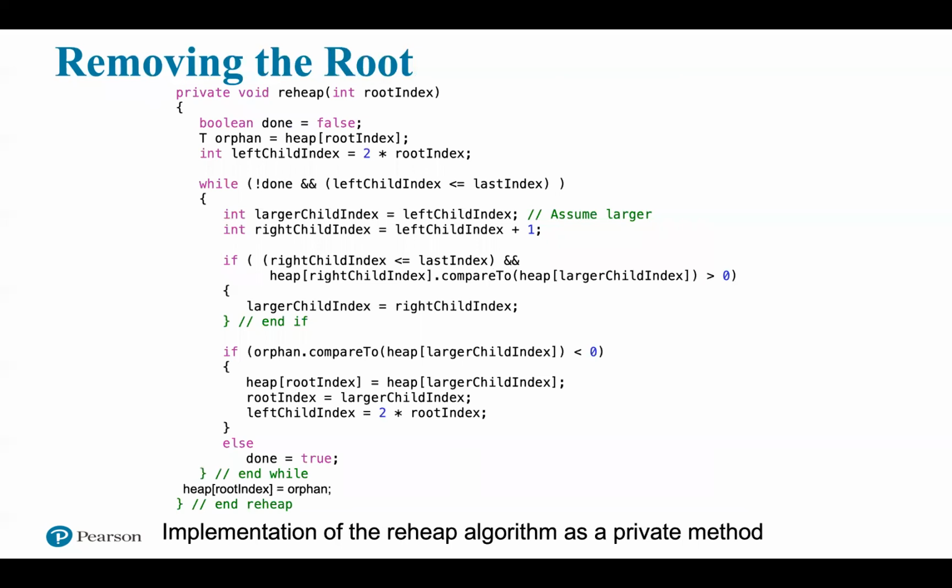So in the worst case, the method reheap follows a path from the root to a leaf. The number of nodes along this path is less than or equal to the height h of the heap. Thus, reheap is O(h). Recall that the height of a complete n-node tree is log base 2 of (n+1), rounded up. So reheap is an O(log n) operation.